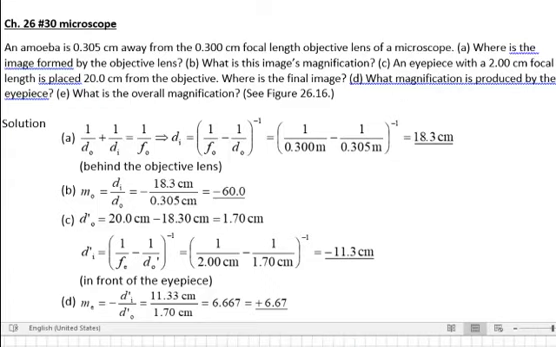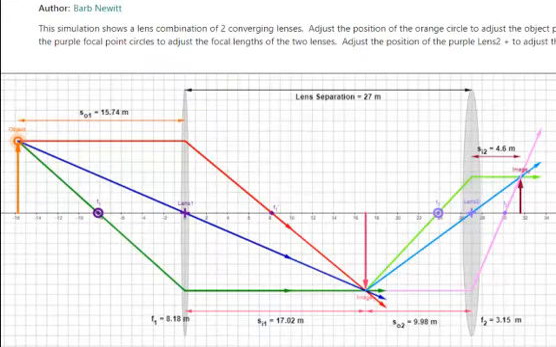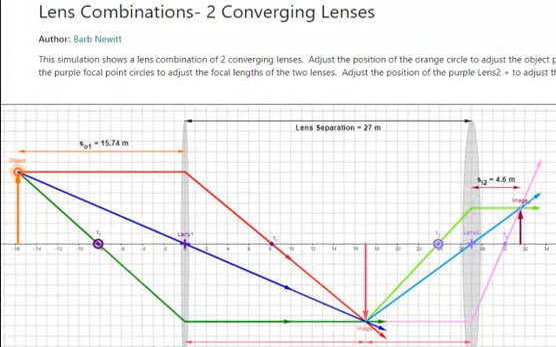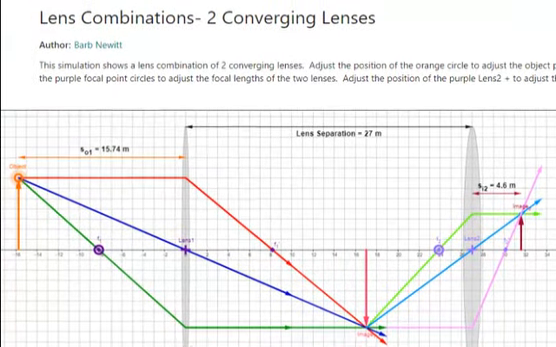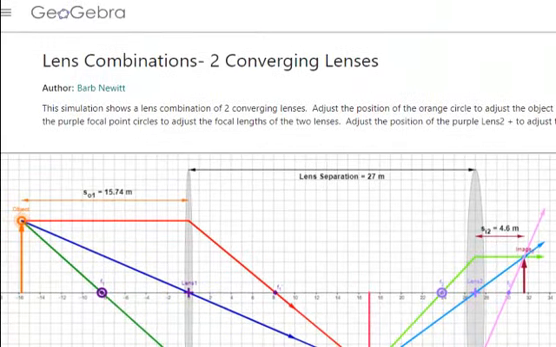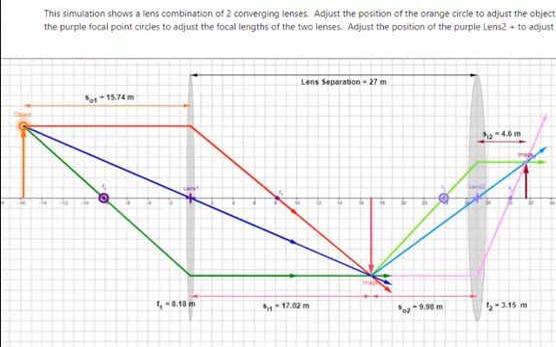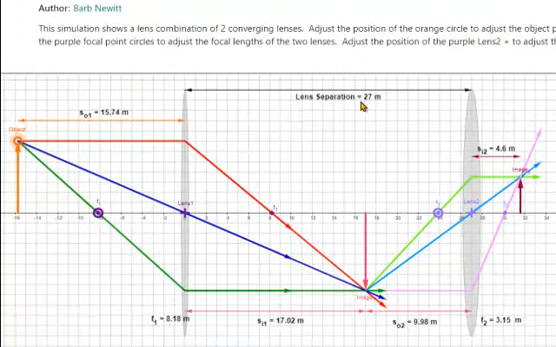I figure I'm going to use an applet because a drawing is always advantageous. So I found this one here. Barb Newitt is a high school teacher in South Dakota, I think Sioux Falls. Anyway, she wrote many of these, and I really appreciate all the work that she and other people are putting into their GeoGebra applets.